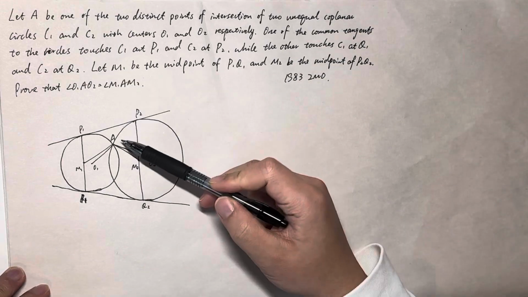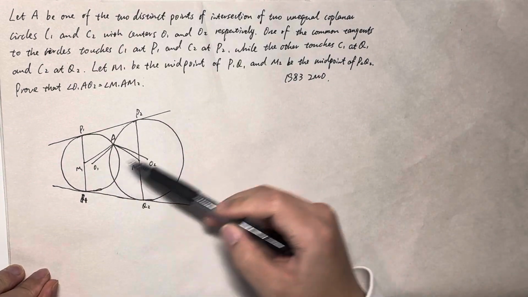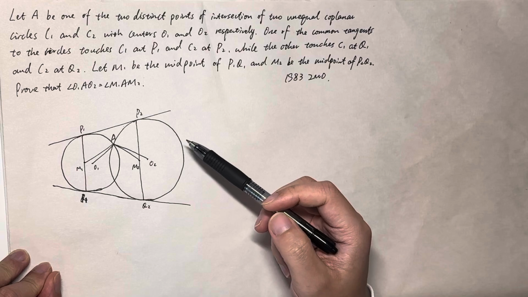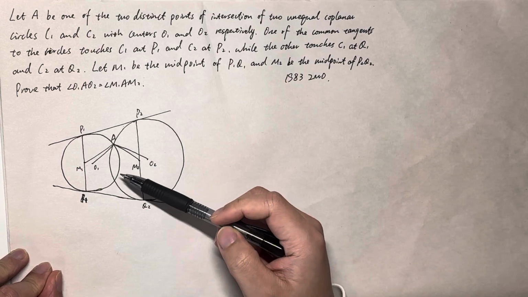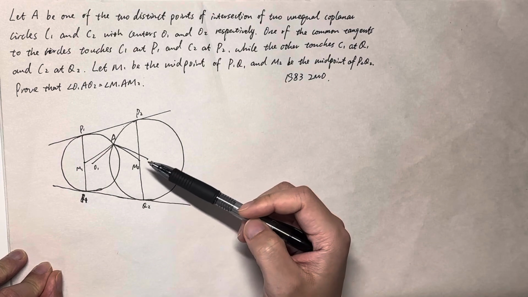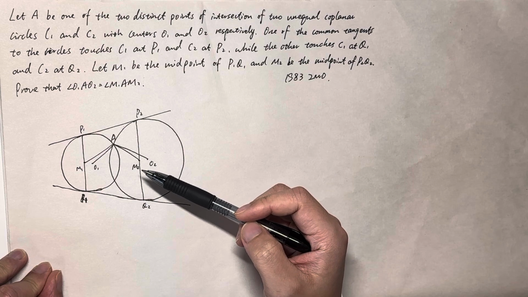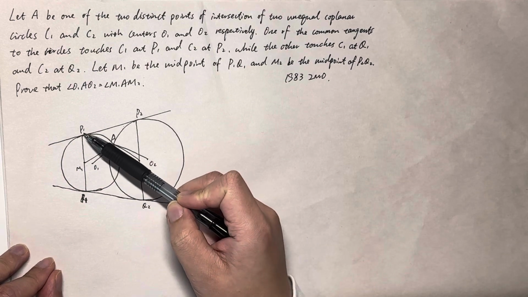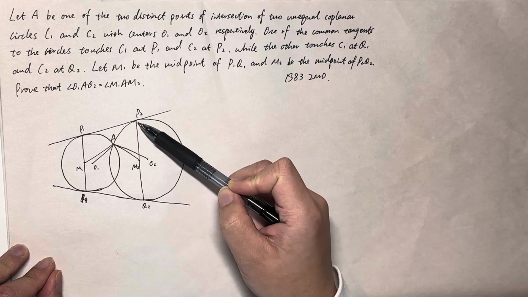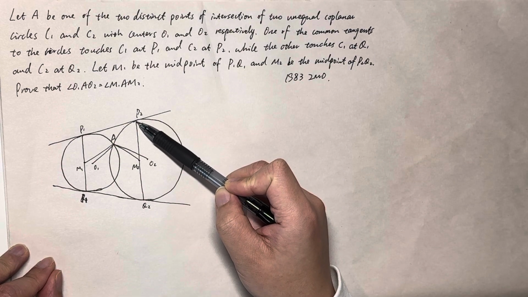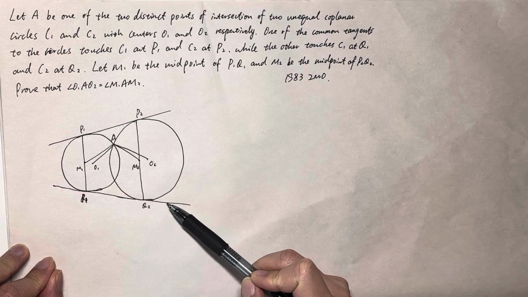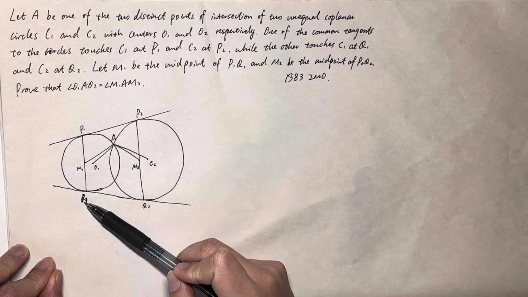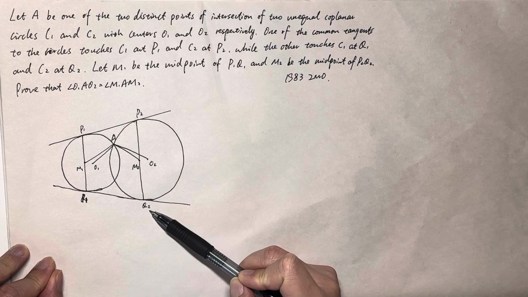Here is a problem. Let A be one of the two distinct points of the intersection of two unequal coplanar circles C1 and C2 with centers O1 and O2 respectively. One of the common tangents to the circles touches C1 at P1 and C2 at P2, while the other tangent touches C1 at Q1 and C2 at Q2.